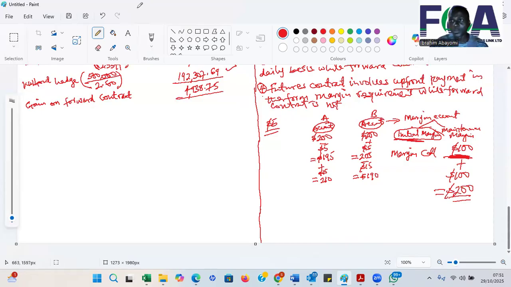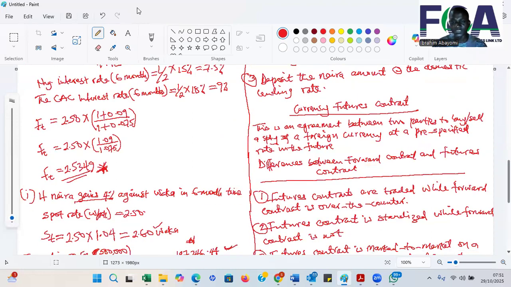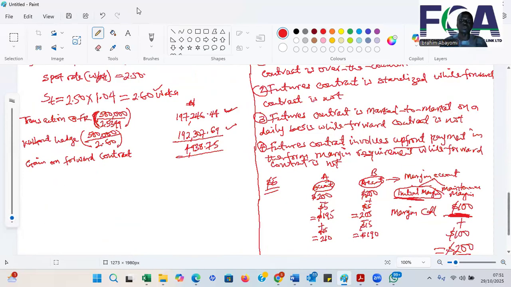That's what we call the mark to market, the daily settlement. So futures contracts involve upfront payment in the form of margin requirement, while forward contracts do not. I've explained that. There's nothing like upfront payment for a forward contract, and that is the reason why counterparty risk is very, very high.